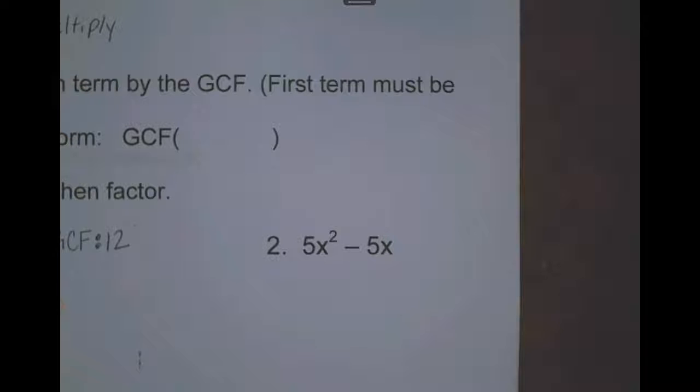Now, we have to go over a little bit of vocabulary here. Why is this called an expression and not an equation? An equation has to have an equal sign. I cannot solve this for x because it does not have an equal sign. This is an expression, and what I'm going to do is factor. Factor can be thought of as reversing the distributive property.